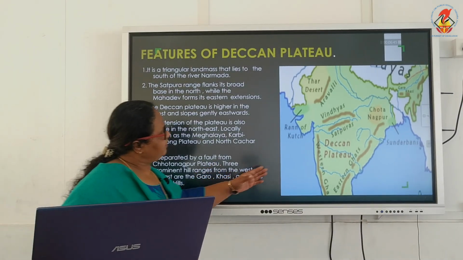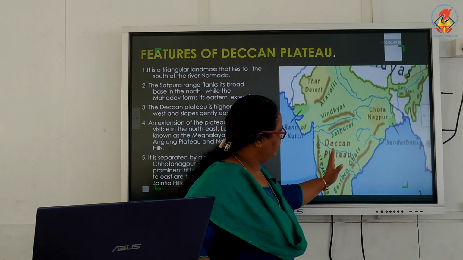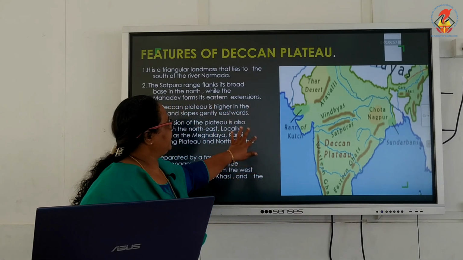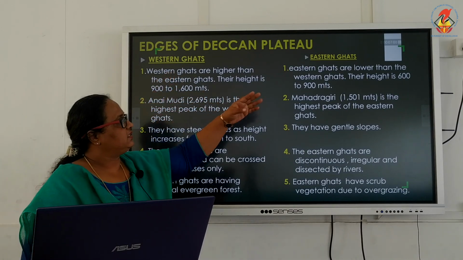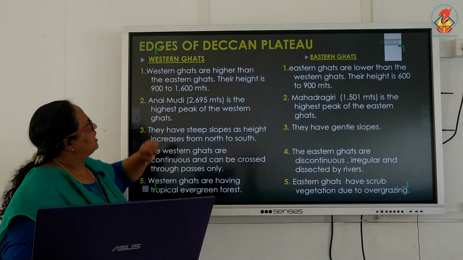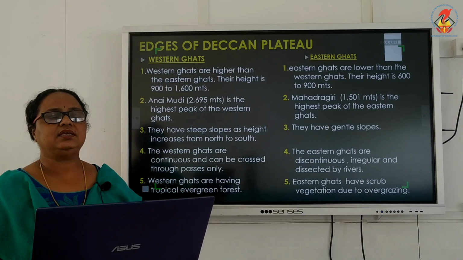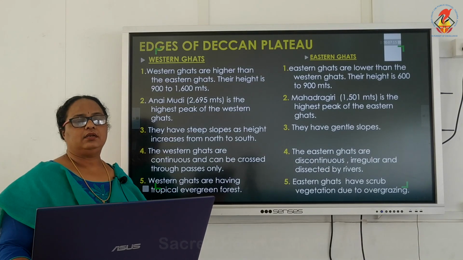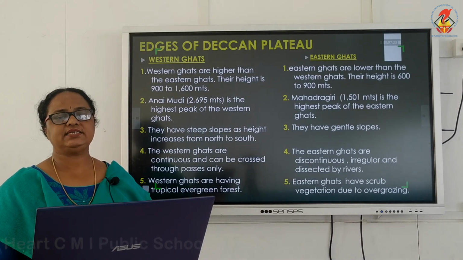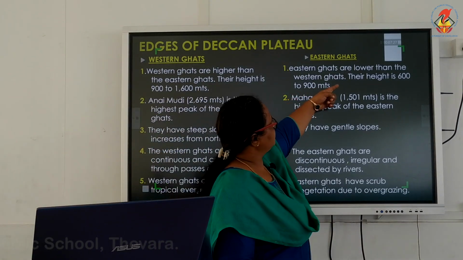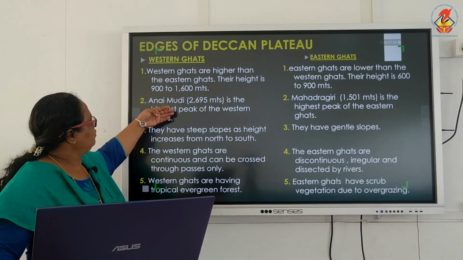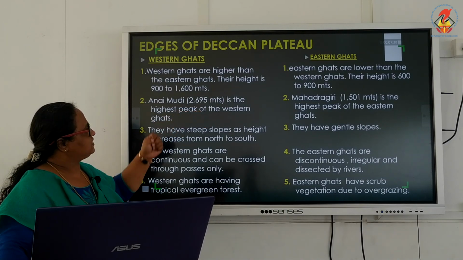Then as I said, Deccan Plateau has got two edges, the Western Ghats and the Eastern Ghats. Now, that is the Western Ghats. Western Ghats are higher than the Eastern Ghats, and their height is 900 to 1600 meters. But what about the Eastern Ghats? Eastern Ghats are lower than the Western Ghats and their height is 600 to 900 meters. The second one is Anamudi, that is it is the highest peak of the Western Ghats.